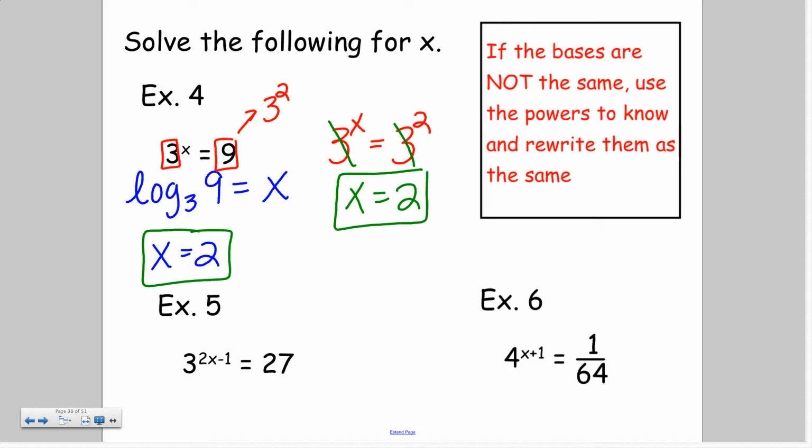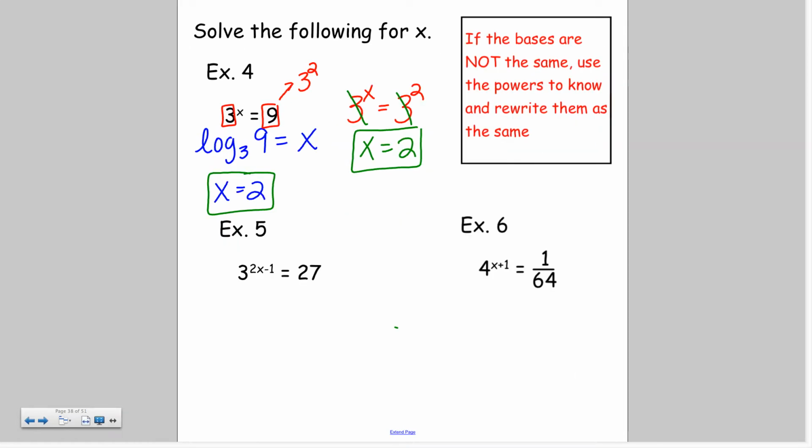So for 4, 5, and 6, 7 through 9, well, you're not going to be able to write them all as logs. I would go through and go ahead and try to change the base of them all. So for number 5, I can't do anything with the 3. I can't rewrite it to make it look like a 27. But I know that 27 can be rewritten as 3 to the 3rd. Now I have the same base. So 3 to the 2x minus 1 equals 3 to the 3rd.